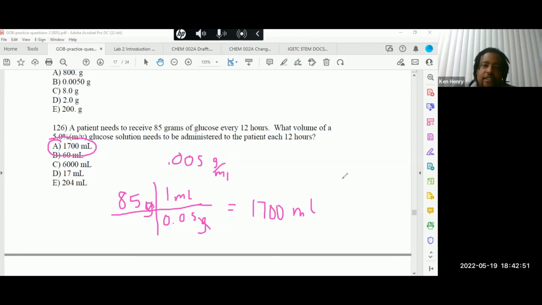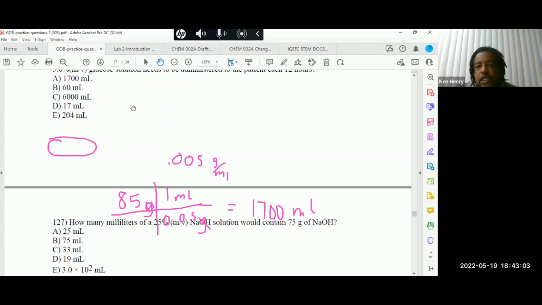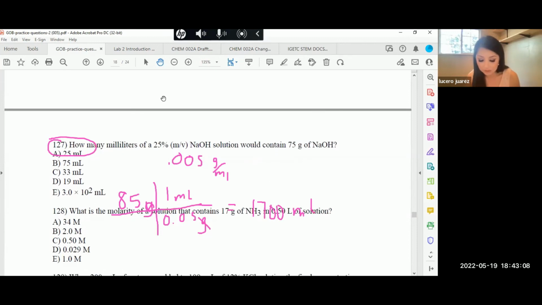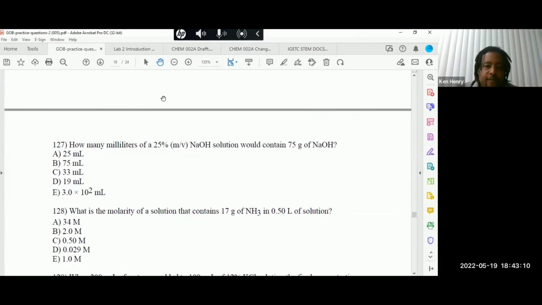So A is correct. Okay. Mm-hmm. Does that make sense, Lucy? Yes. So we would do the same pretty much for 127. That's correct. And then 128.